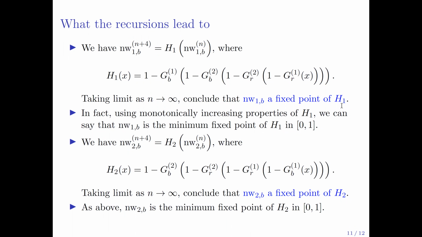Moreover, what we can say is that because capital H1 will actually turn out to be a monotonically increasing function, you can say that NW1B will be the minimum fixed point of H1 in the interval 0, 1. Likewise, this is a result for NW2B. So NW2B will be a fixed point of this function H2. When you take into account the fact that H2 is monotonically increasing, you can conclude that it's going to be the minimum fixed point of H2 in 0, 1.